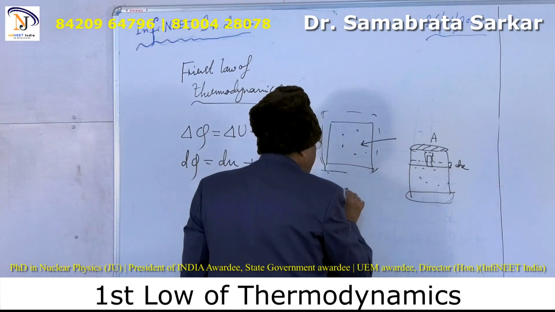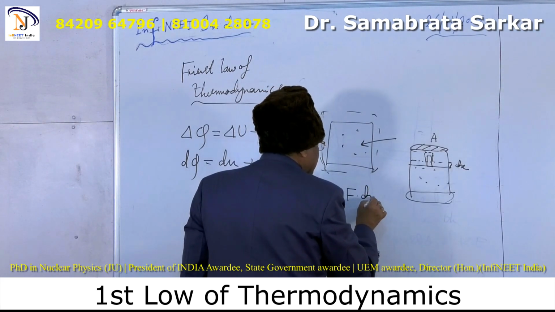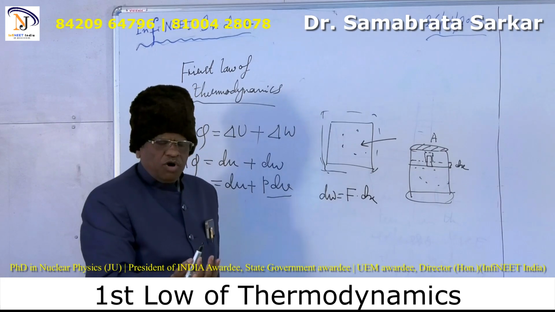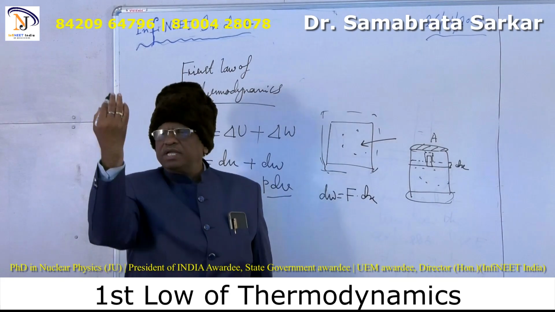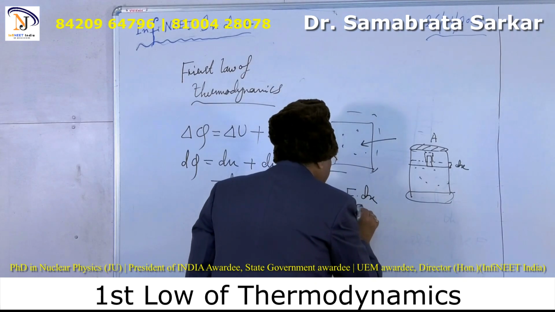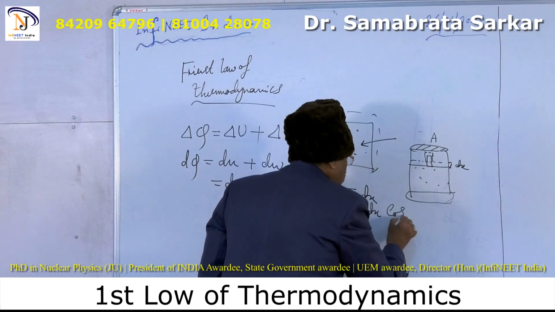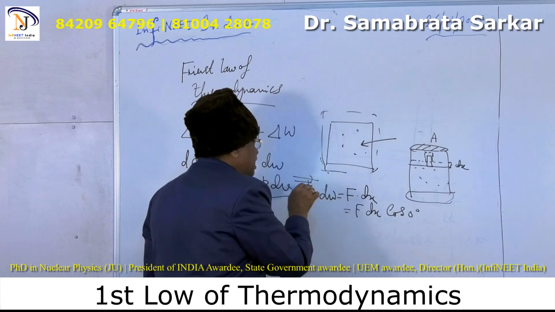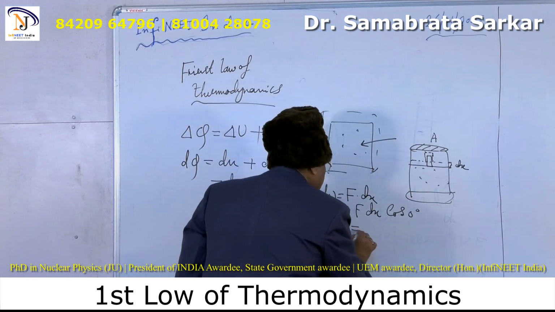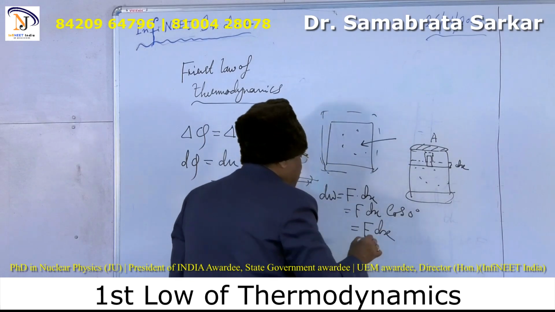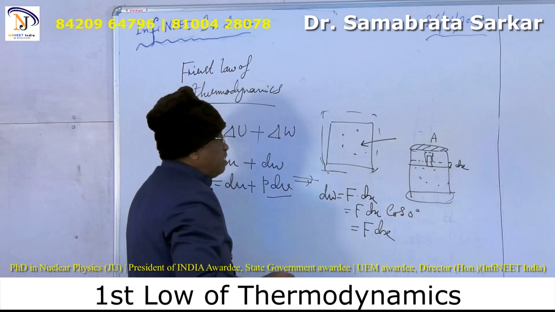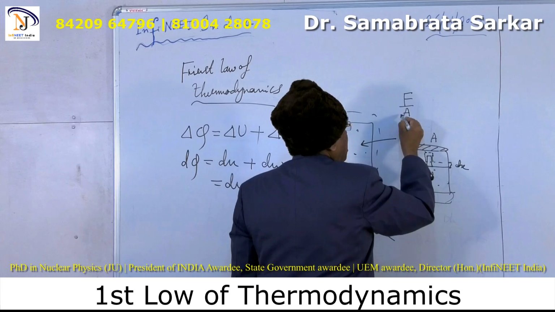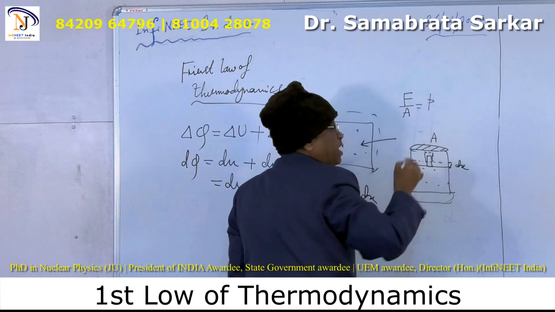Now what can you write? You can write F dot dx, that equals dW. If the two act in the same direction, then you can write F dx cos 0 degree, that is, they are working in the same direction. Force and displacement, so you can write F dx. And you all know that if you divide force by its area of cross-section, you get pressure.